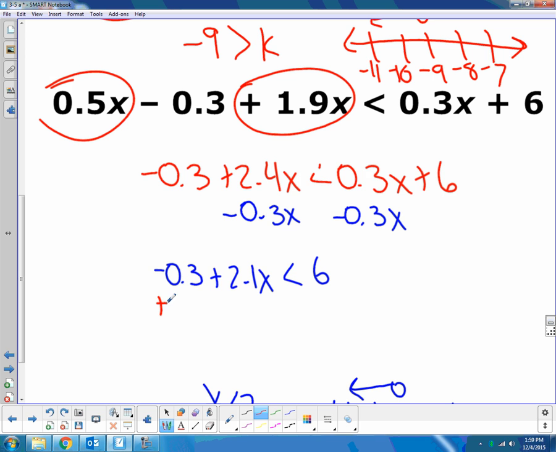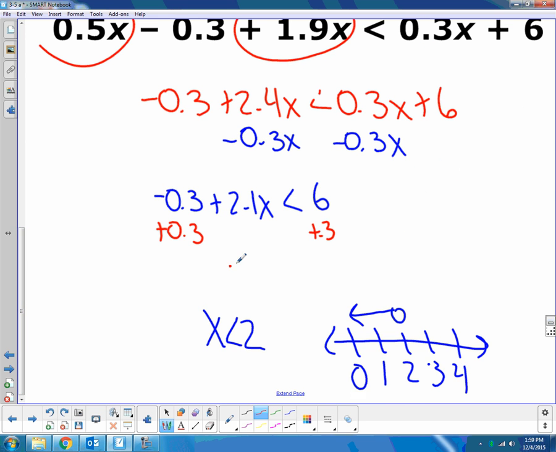Get my non-x's together. I'm going to add 3/10, 0.3, to both sides. I then end up with 2.1x is less than 6.3. There we go. And if I divide both sides by 2.1, I should end up with not 2. Man, I'm making a couple mistakes. So not 2 here. 6.3 divided by 2.1 should be 3.